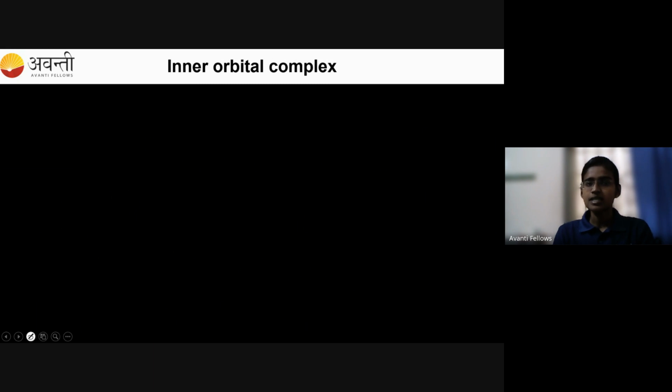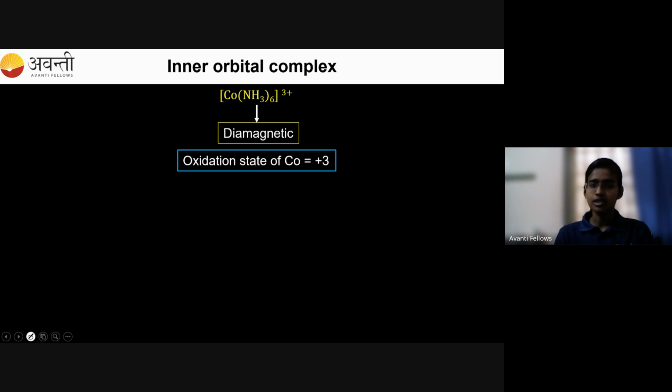Okay. So let us take an example and understand this more clearly. I have taken a cobalt complex for you, which is octahedral in nature. Experiments show that this particular complex is diamagnetic in nature. And we can find the oxidation state of cobalt, right? If cobalt is taken as X, NH3 is a neutral ligand, so it will be 0, which is equal to the charge of the complex, that is +3. So X will be equal to +3. So the oxidation state of cobalt is +3.